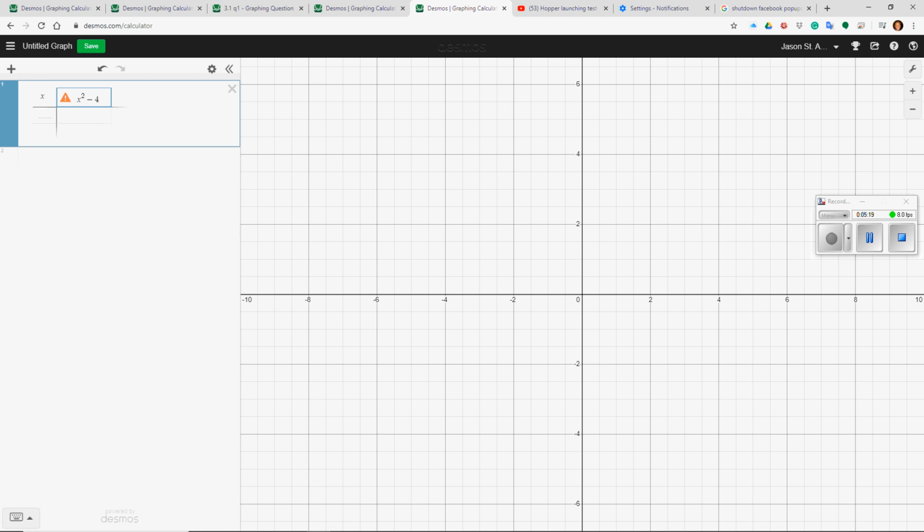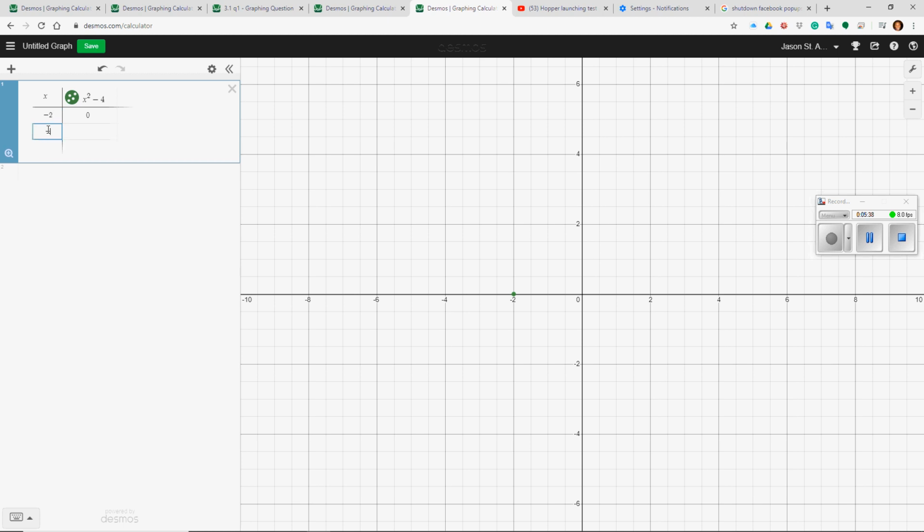So when we calculate that, notice it's giving you an error right now. The reason why it's giving you an error is because it doesn't know what x value we want to calculate. So we're going to start at -2. We're going to punch in -2 here, and then it'll calculate 0.